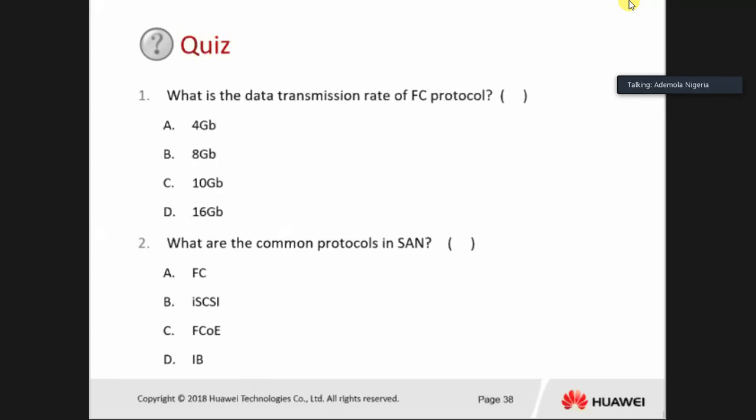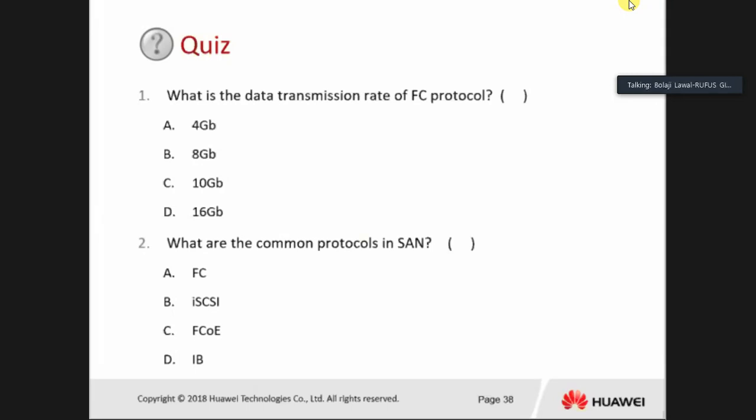Yes, sir. Good morning, sir. Yes, good morning. For the first question, what is the data transmission rate of fiber channel protocol? A, 4 GB per second, B, 8 GB per second, and D, 16 GB per second. And for the second question, what are the common protocols in SAN? I have A, fiber channel, B, internet small computer system interface, and C, fiber channel over Ethernet.